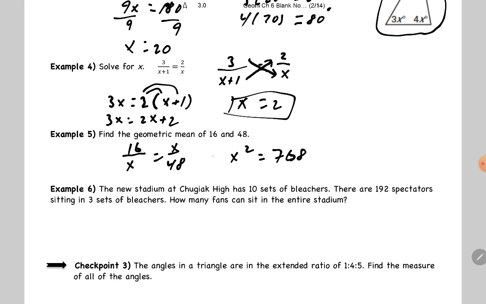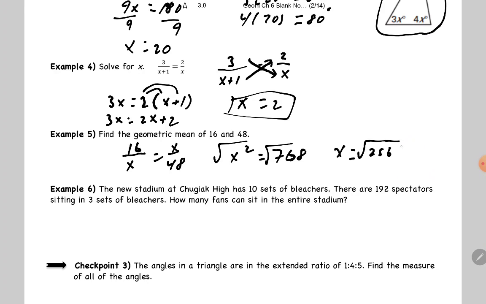Okay, to get x by itself now, we take the square root of both sides, and we'll get x equals... So this doesn't come out evenly. You can use your calculator, or we can simplify it. So this is the same thing as 256 times 3. Square root of 256 is 16, and then we're left over with the square root of 3 inside. Or you could use your calculator to get your decimal answer, depending on what the question is asking for.